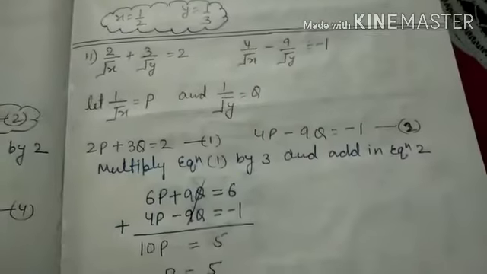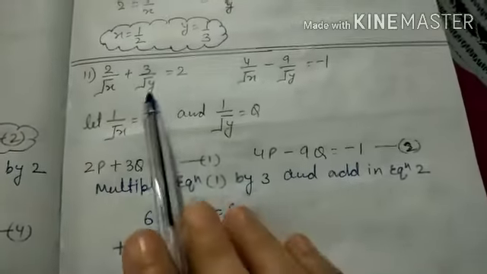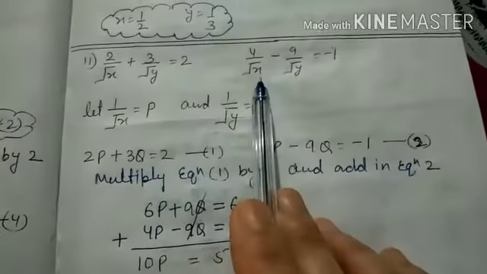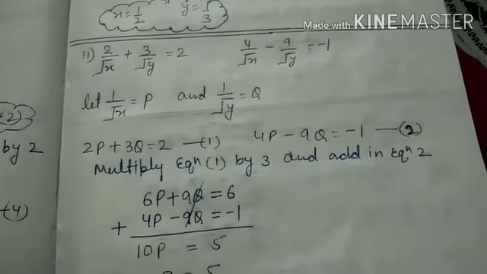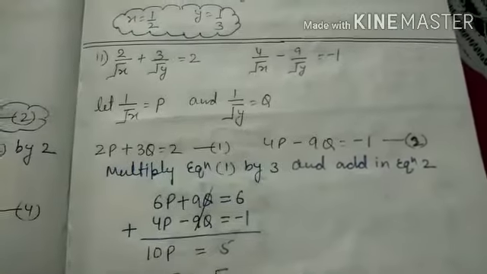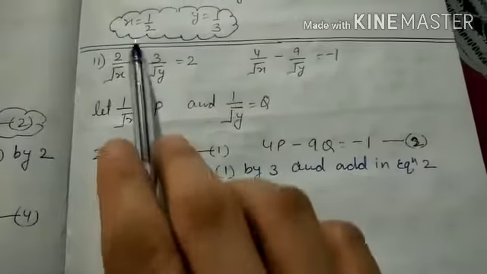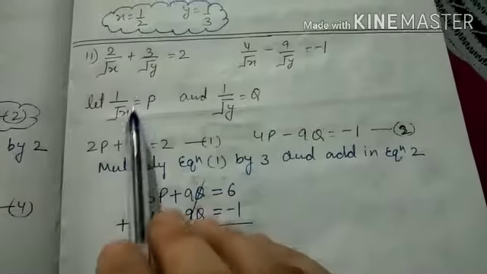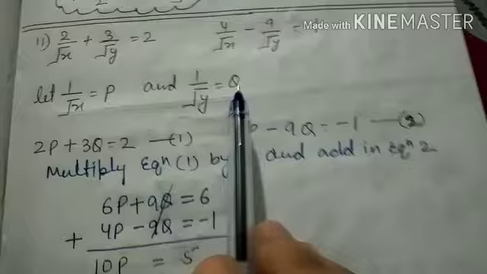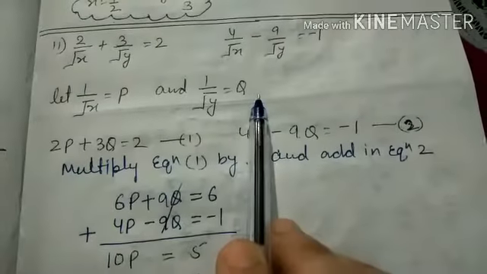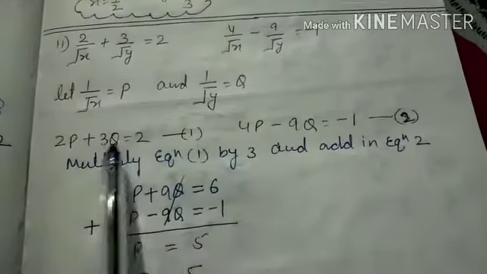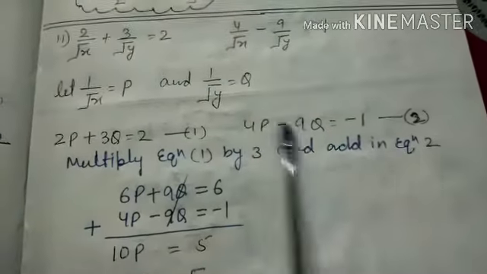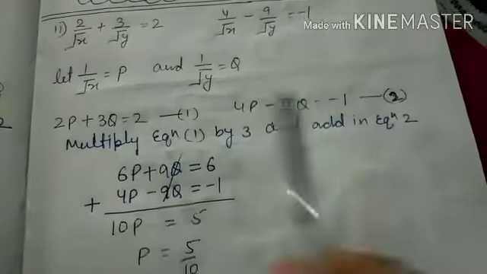The second part of this question we have 2 upon under root x plus 3 upon under root y is equal to 2 and 4 upon under root x minus 9 upon under root y is equal to minus 1 we have here. Now again 1 upon under root x and 1 upon under root y in both of the equations we have. Now we will let 1 upon under root x is equal to p and 1 upon under root y is equal to q. Now the equations are 2p plus 3q is equal to 2 and 4p minus 9q is equal to minus 1.